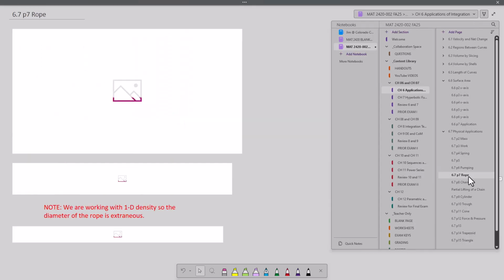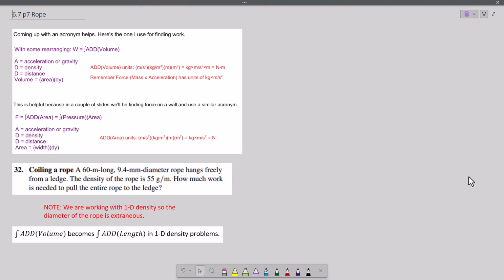Let's go to this slide. So here is where all the units are. So I've got all the units broken down for each of the pieces. In the second part of this section, we're going to be dealing with force instead of work. And we're going to have a slightly modified acronym. So here is the acronym that I want to focus on right now. Work is ADD volume. It's a very easy acronym to remember. ADD is a math word. And volume. So this is how we're going to find work.